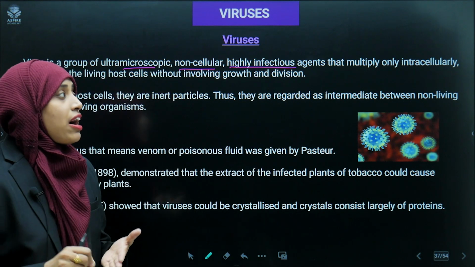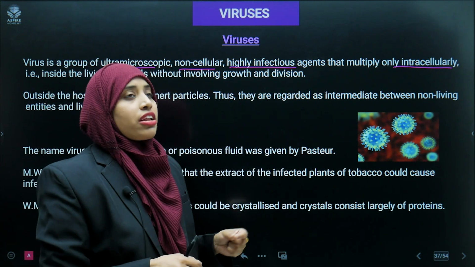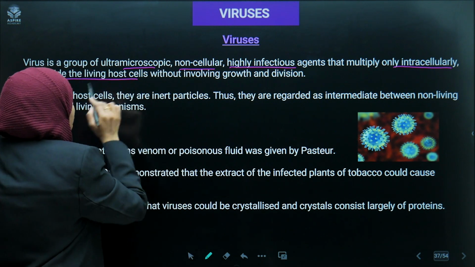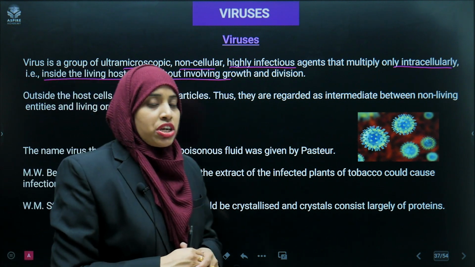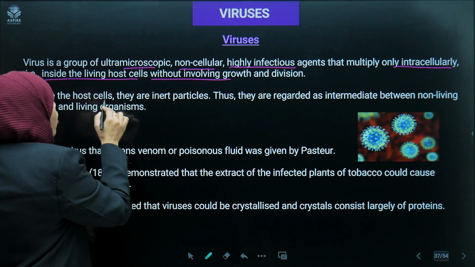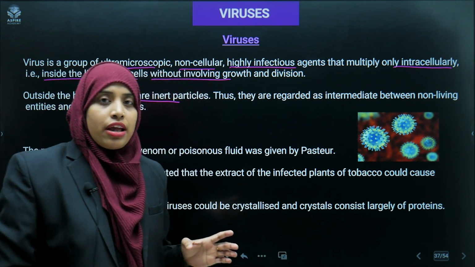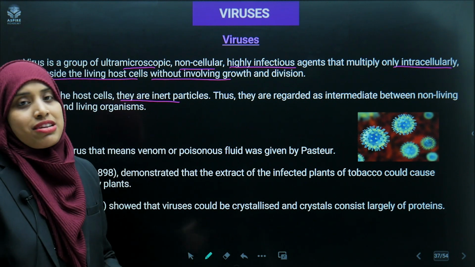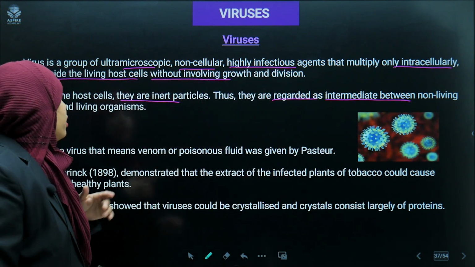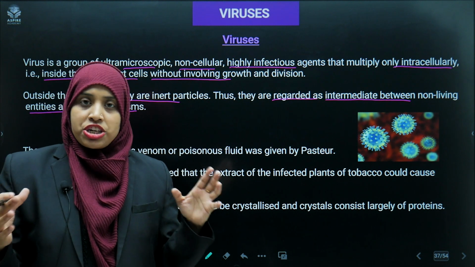that multiply very fast intracellularly. मतलब intra, when it enters the cell के अंदर, so intracellular जो multiplication है उनका बहुत fast होता है, and that means inside the living host without involving the growth and the division. कोई division, कोई growth नहीं, बल्कि it starts multiplying very fast. Now outside the host body they are inert particles. Outside the host body, until and unless it is outside the body they are harmless, okay. Thus they are regarded as an intermediate between non-living and the living organism. So non-living और living के बीच का intermediate connection बोला जाता है इन्हें.